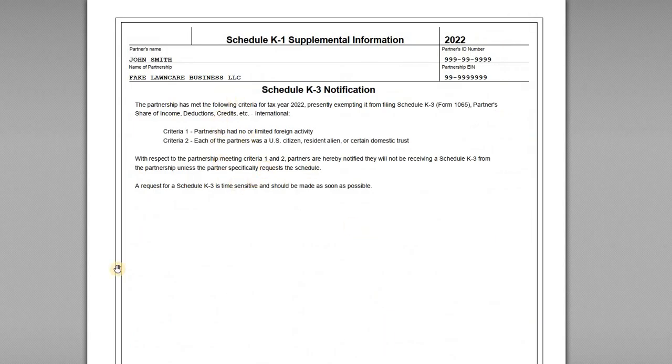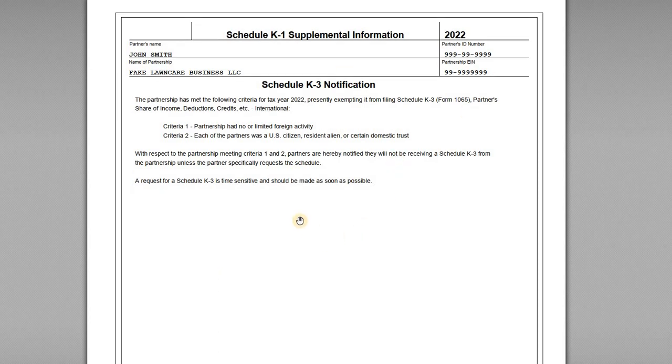So when we look at John's K1 here, we have an additional statement attached. This is sent to John, right? So this language that says the partnership met the conditions for 2022, exempting it from filing K3 and K2. And it's because criteria 1, the partnership had no or limited foreign activity. And that's true, right? We have a purely domestic business. We didn't do any international sales. We don't have any international contractors, nothing like that. And then criteria 2, each of the partners is a U.S. citizen, resident alien, or domestic trust.